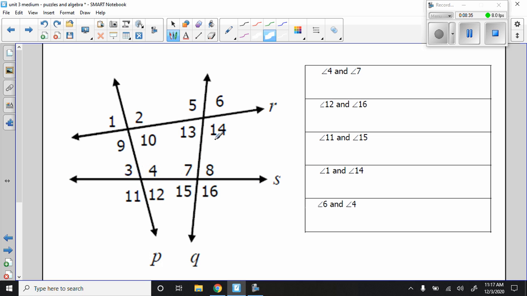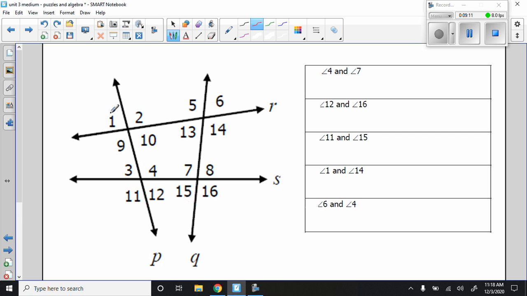Let's look at 12 and 16. 16 and 12 both touch the same bridge. They both touch S. That looks like bottom right, so 12 and 16 are going to be corresponding. All right, 11 and 15. Well, they both touch bridge S. They're corresponding as well.